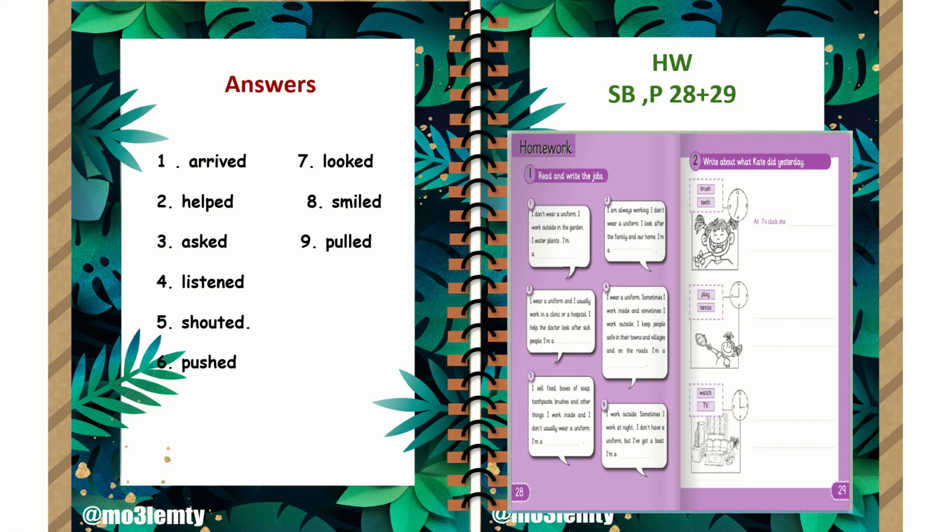Now for your homework, you are going to do this one, page number 29. Here, read and write the jobs. You are going to read about this job and write the name of the job here. And here you are going to write about what Kate did yesterday. You are going to use the past tense. So look at the verbs here and you are going to write it here in the past. Okay, my students?